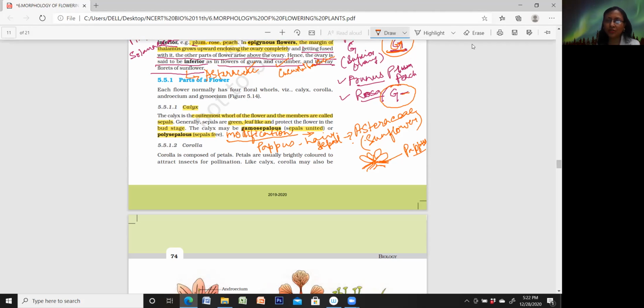There are many modifications, but let's stick to NCERT as far as possible. Then let's move on to corolla.